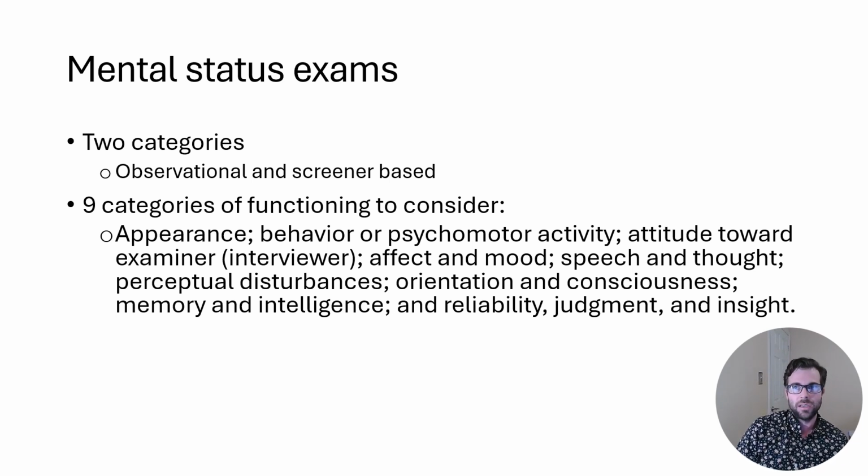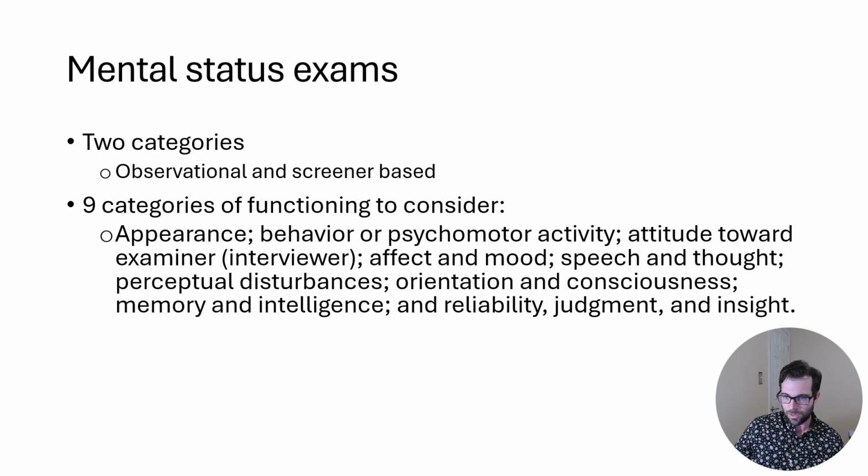And they ask questions like, more than half the days I felt down, depressed, blue. And it ranges from all the time, some of the time, a little bit of the time, none of the time. More than half the days I felt I had no appetite, I moved so fast or so slow people noticed, things like that. So the screener based asks a specific question and you answer how true that statement is. And then observational, again, is by your clinician's observation. So the 9 categories of functioning for observational mental status exams are as follows: appearance, behavior or psychomotor activity, attitude towards the examiner, affect, mood, speech and thought, perceptual disturbances, orientation and consciousness, memory and intelligence, reliability, judgment, and insight.